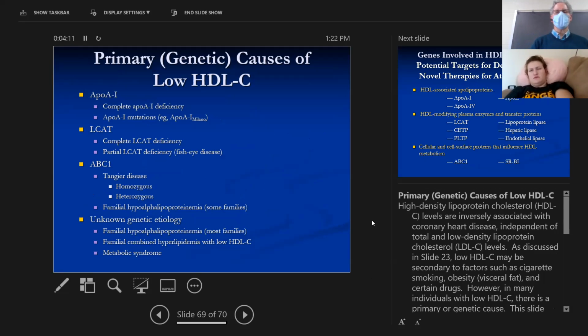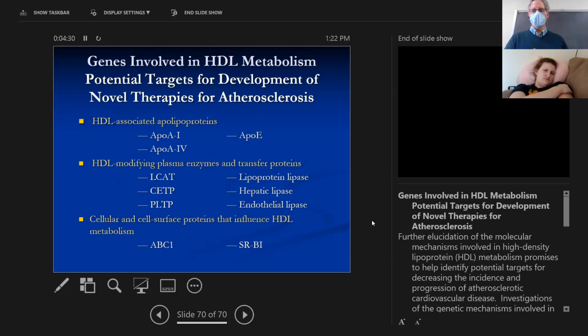Okay, these are just some things that can cause low HDL. We talked about Tangier disease. There's LCAT deficiencies. There's ApoA1 deficiencies. Then there's some other kind of unknown things. Oh, it's time. And then just some gene targets.